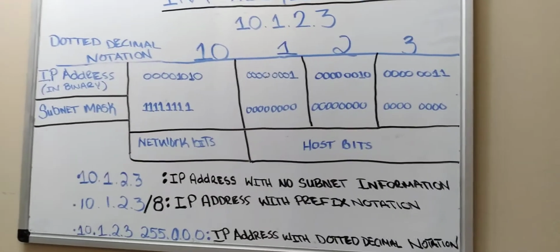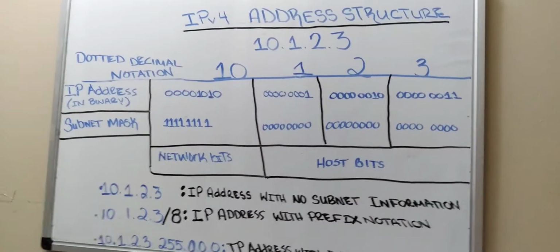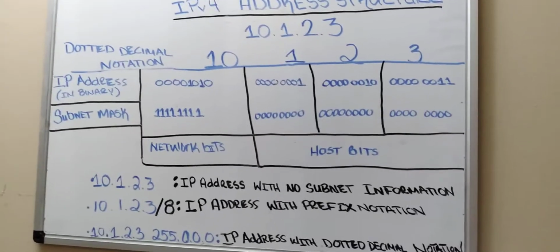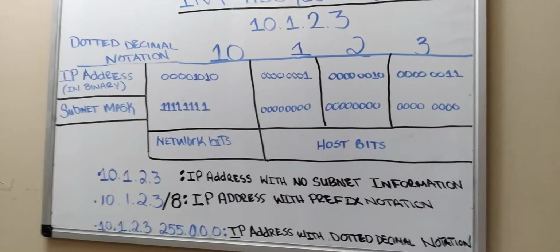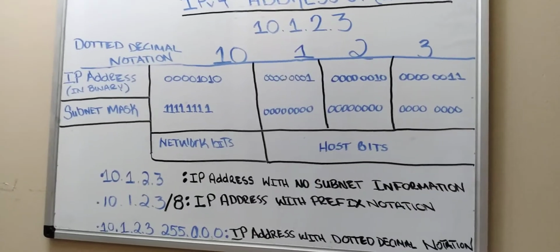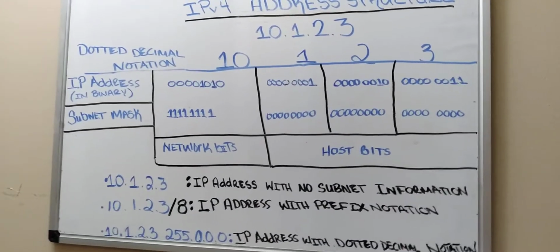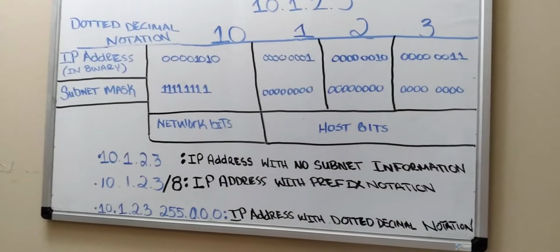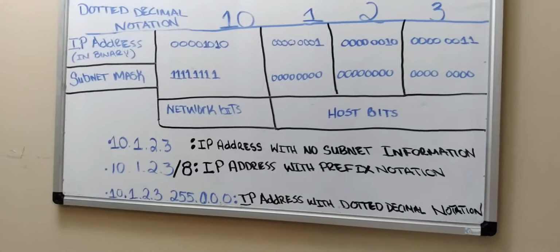Same thing with the IPv4 address. The network address is going to have a dividing line to say which part of the address refers to the network and which part refers to the host on the network. And that dividing line is called a subnet mask.